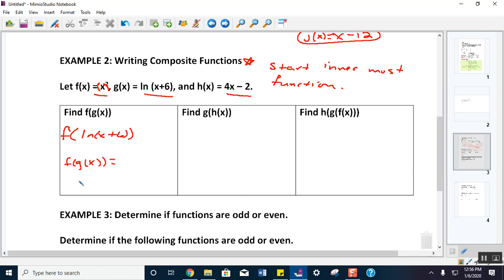What am I replacing x with? The natural log of x plus 6, all to what power? There it is. Now you guys try g of h of x. I want to see what you come up with. Where are you starting? So that's the answer now.